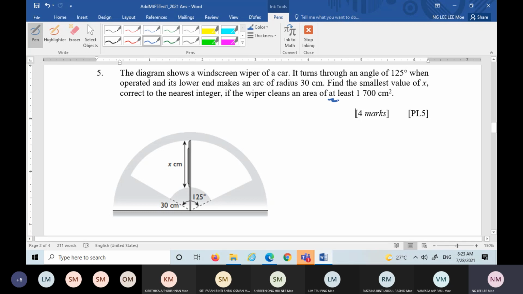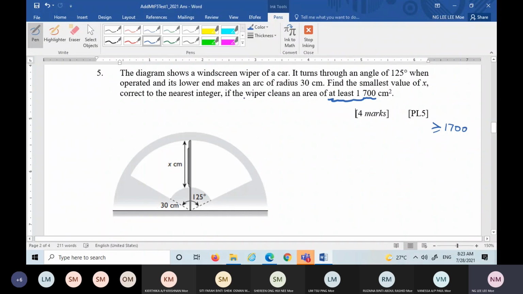We follow exactly because of this. They say at least. So at least, we have learned from linear programming, at least means a minimum. So the inequality should be this way. At least is this. Got equal sign or not? It should have the equal sign.